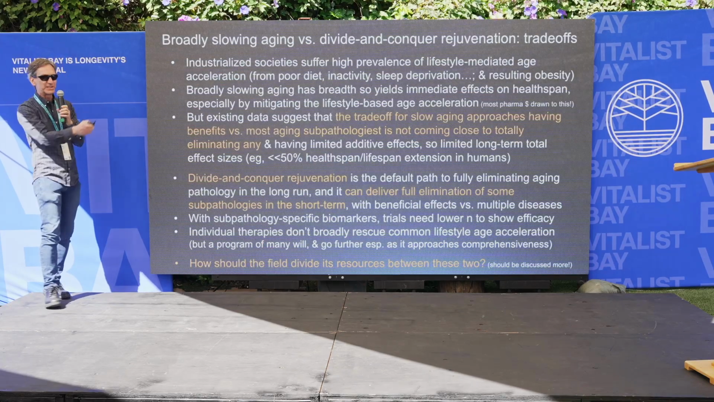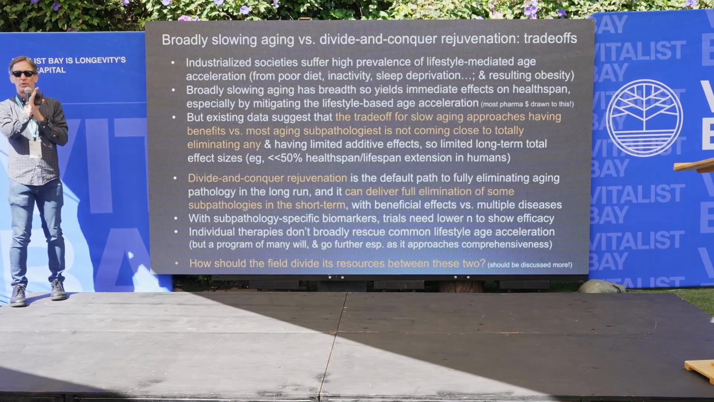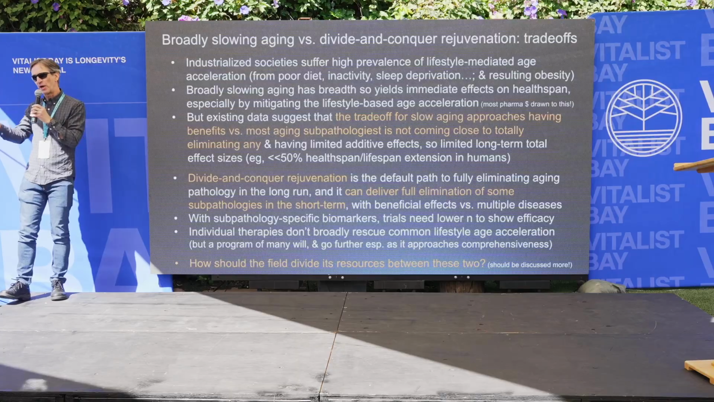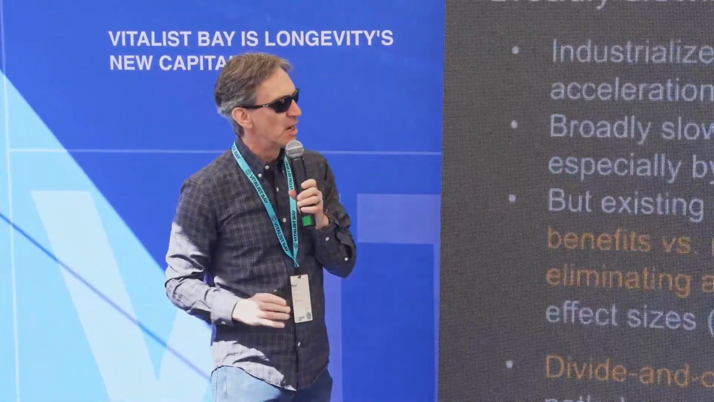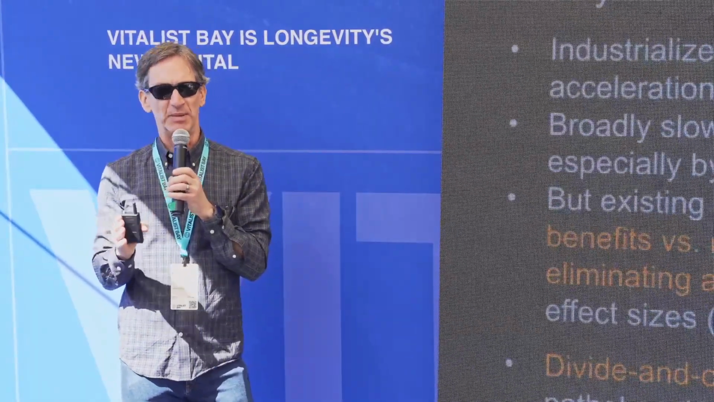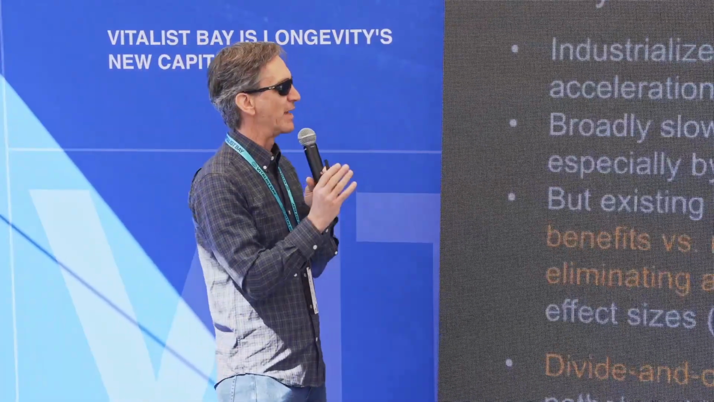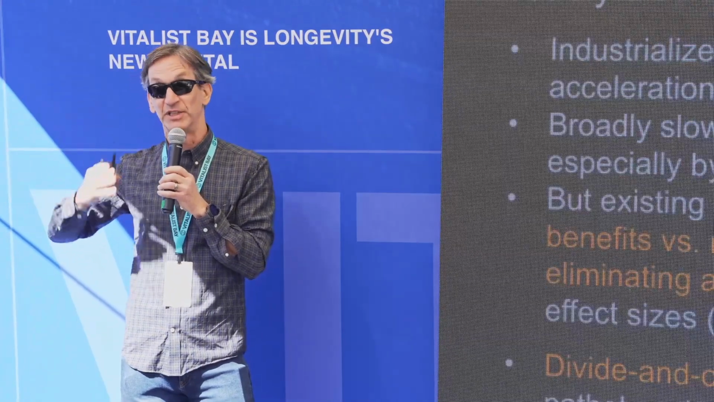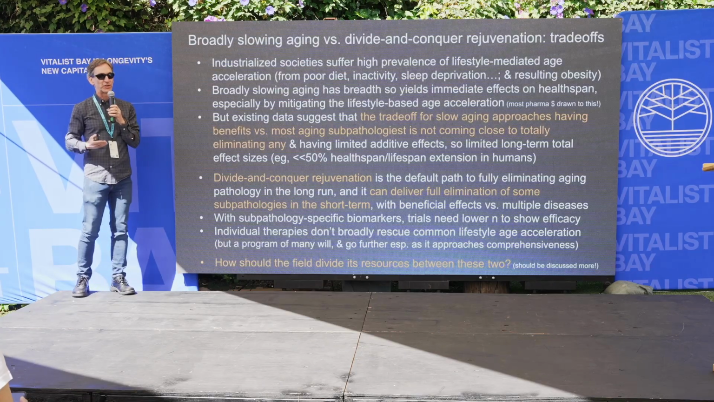But this is the sort of main trade-offs slide of the talk. Here's the trade-off between broadly slowing all aspects of aging versus targeted reversal of stable structural molecular damage, the sub-pathologies. For the most part, modern lifestyle has accelerated the aging of people over the last 50 to 100 years through obesity and inactivity, and a lot of that has broadly accelerated. It's sort of the opposite of broadly slowing aging. It's broadly sped up aging and accelerated all aging-related pathologies in a large fraction of the population.